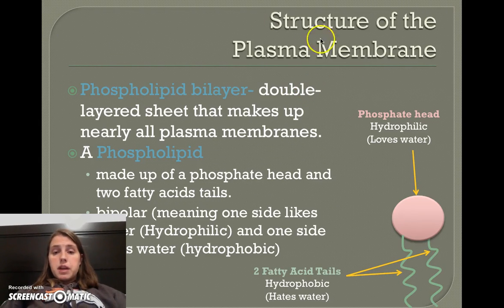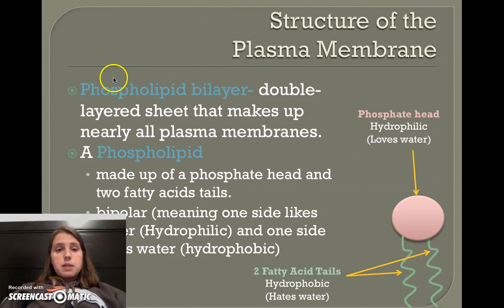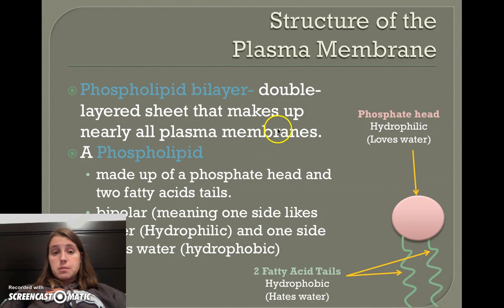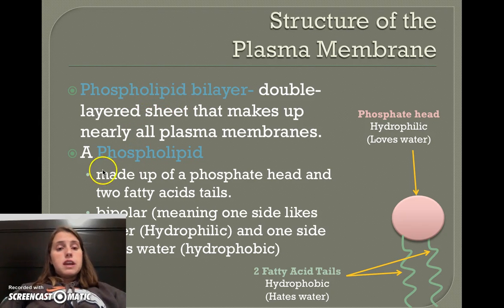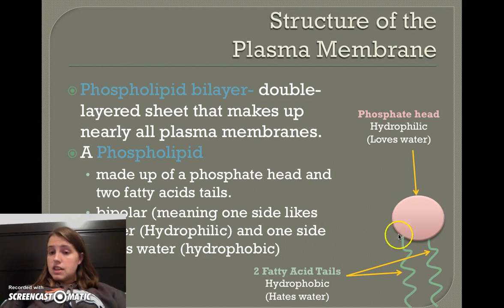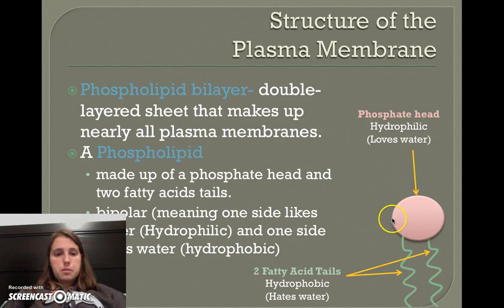So the structure of the plasma membrane. The plasma membrane is made of a phospholipid bilayer. That's a double-layered sheet that makes up nearly all plasma membranes, and I'll show you what that looks like in a sec. So when I say a phospholipid, what do I mean? A phospholipid is made up of a phosphate head that looks like this, it looks like a head, and two fatty acid tails. They're like squiggly little tails that come off of this phospholipid head.